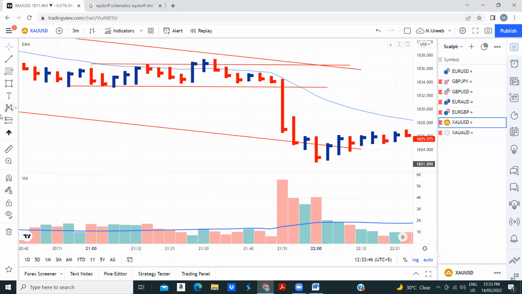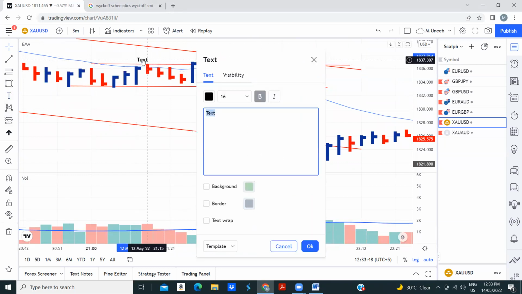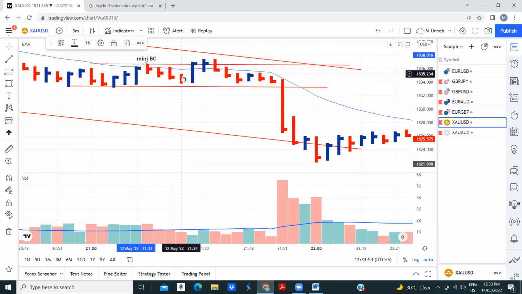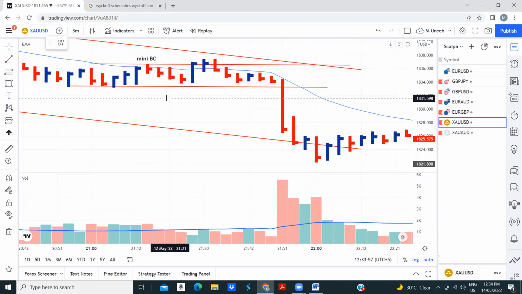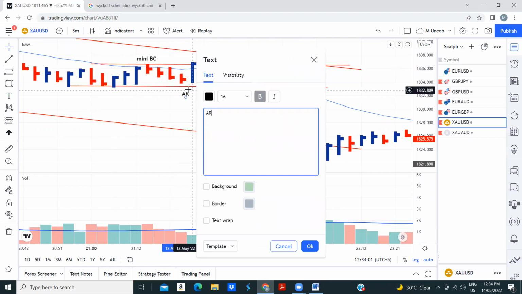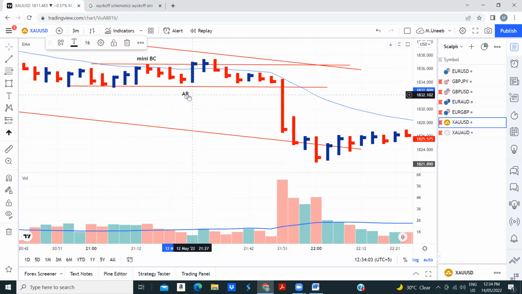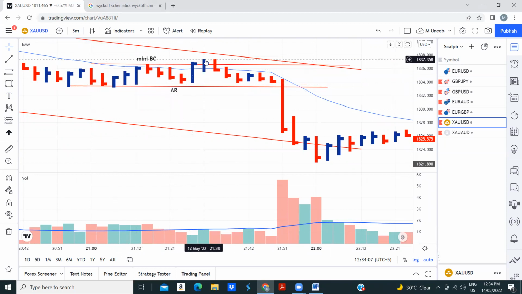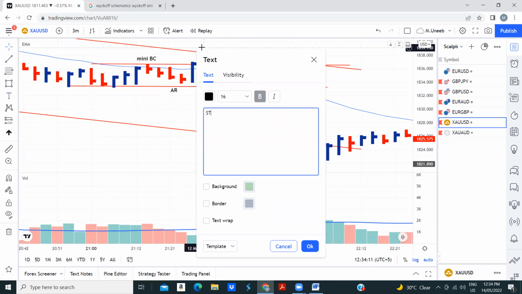This is what I want to explain to you, okay? We call it a mini buying climax, right? This is the mini buying climax automatic reaction, okay? Coming to the same point. And then this is the secondary test. And notice one thing on the mini buying climax.